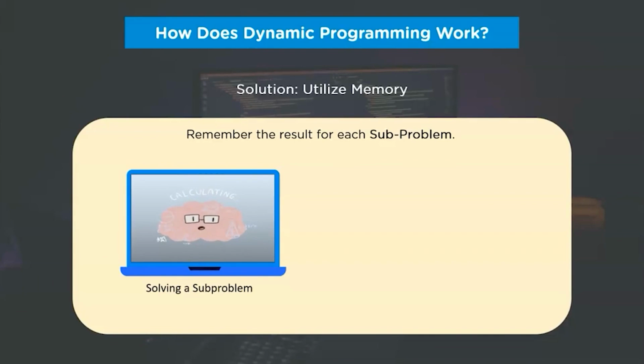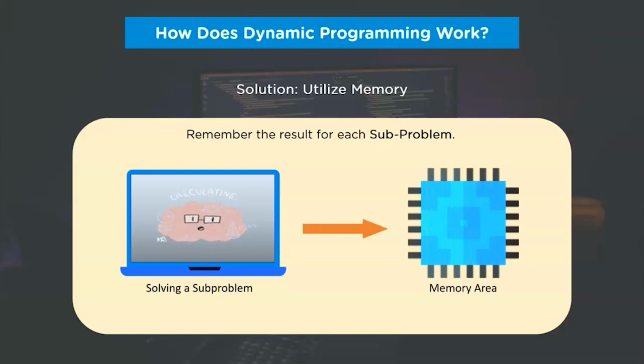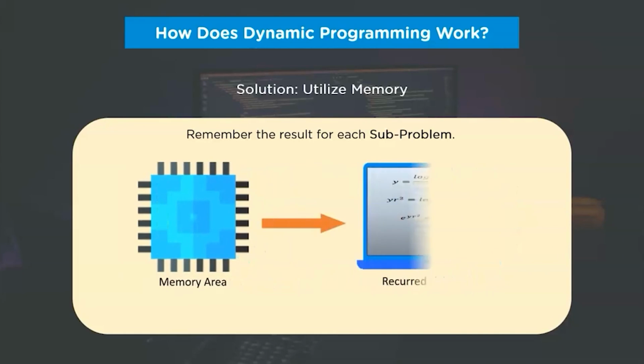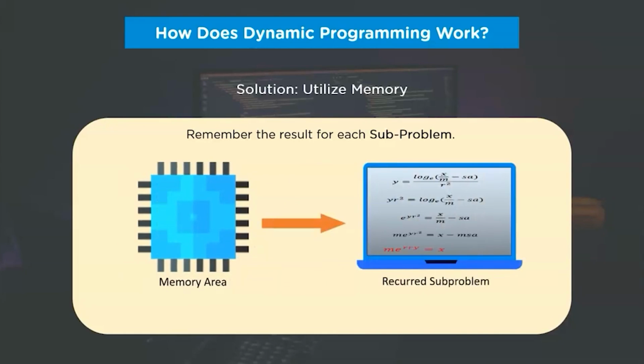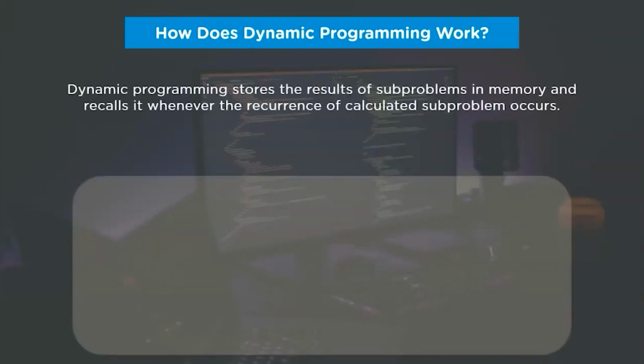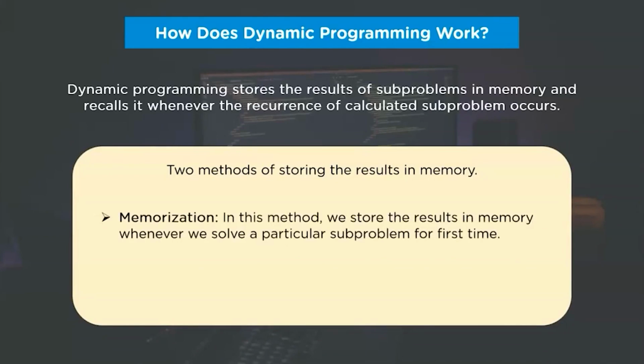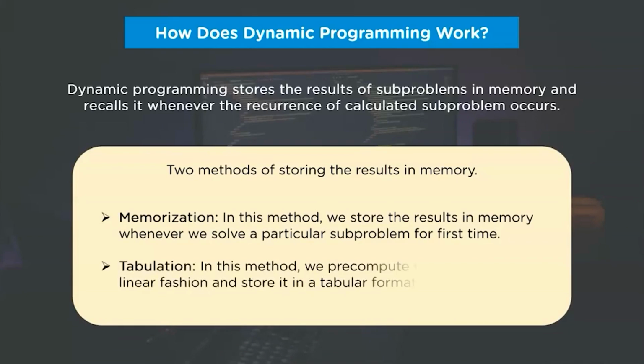of subproblems. In dynamic programming, we calculate the result for subproblems and store it in memory allocated by an operating system. When that same subproblem gets activated in our call stack, we access the memory in order to return the result that we have calculated previously. Now you must be thinking about how we can store the result in memory. Well, we can store the results in two ways. The first one is memoization and the second one is tabulation.